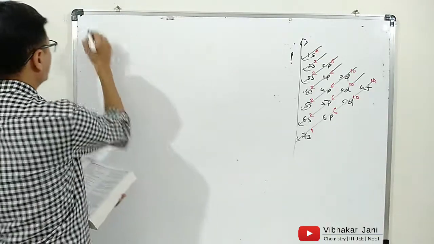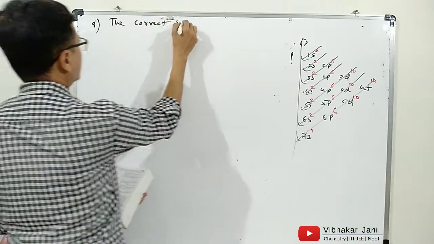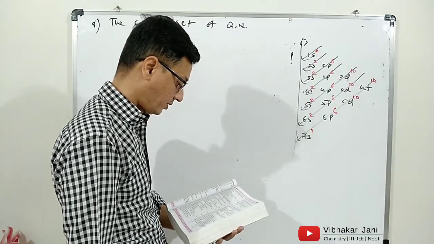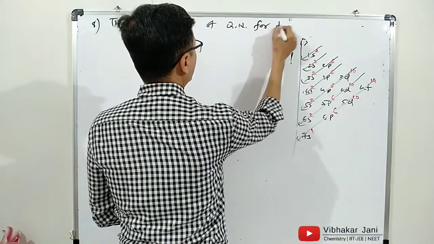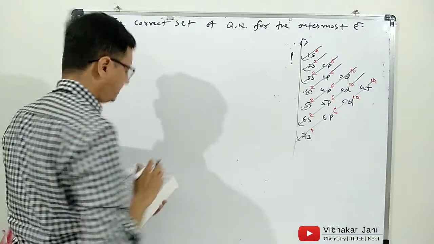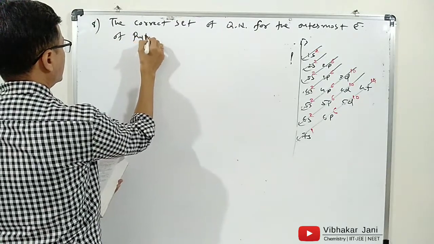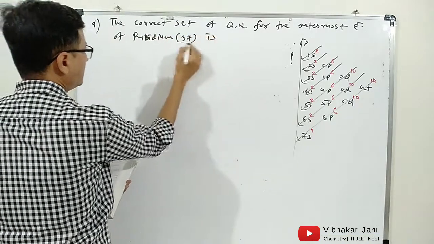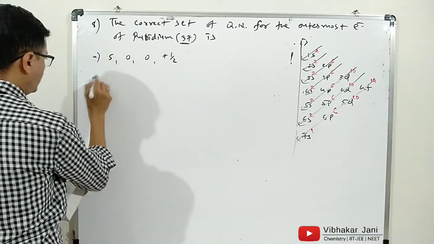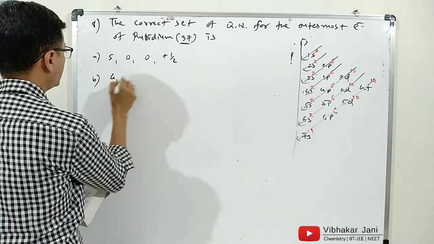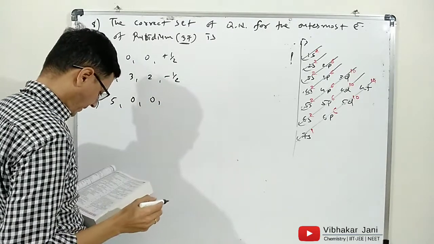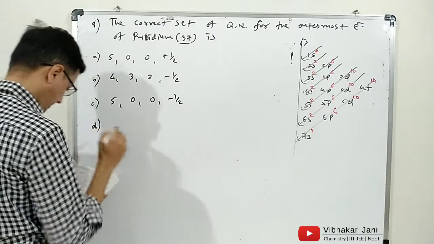The correct set of quantum numbers for the outermost electron of rubidium 37 is, this is the atomic number of rubidium. The sets are given as A) 5, 0, 0, plus half, B) 4, 3, 2, minus half, C) 5, 1, 0, minus half, and D) 5, 1, 1, plus half.